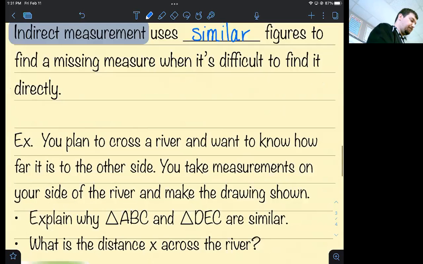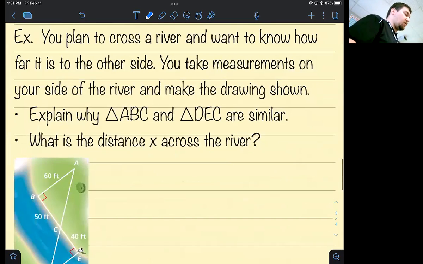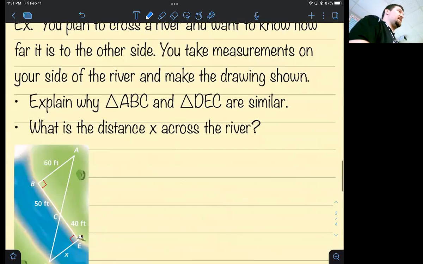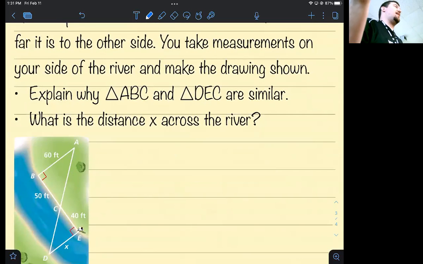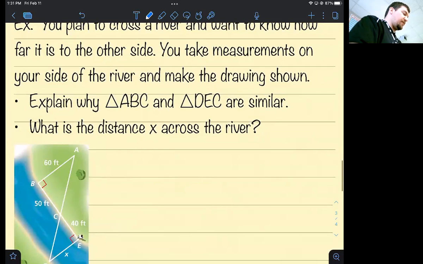All right, next one. You plan to cross a river and you want to know how far it is to the other side. You take measurements on your side of the river. This one I almost feel like it would be easier just to throw a tape measure over, but I don't know how long the river is, or how wide it is. You take measurements on your side of the river and you make the drawing shown. Explain why triangle ABC and triangle DEC are similar. And then what is that distance X across the river?